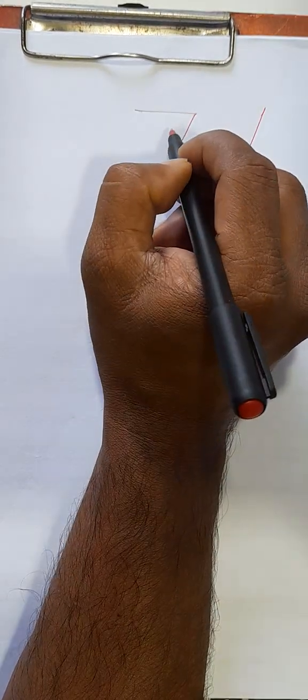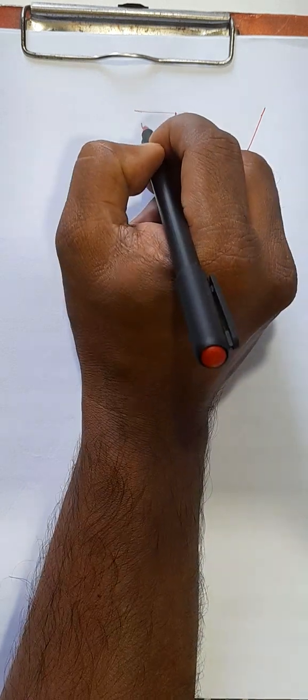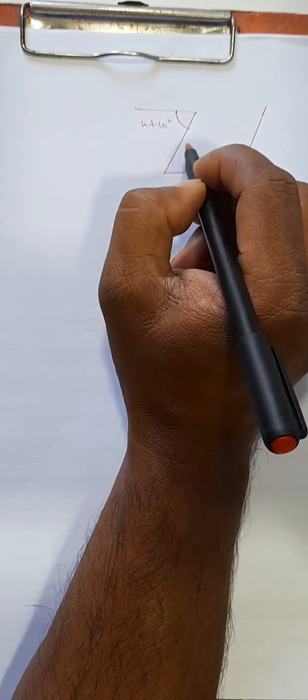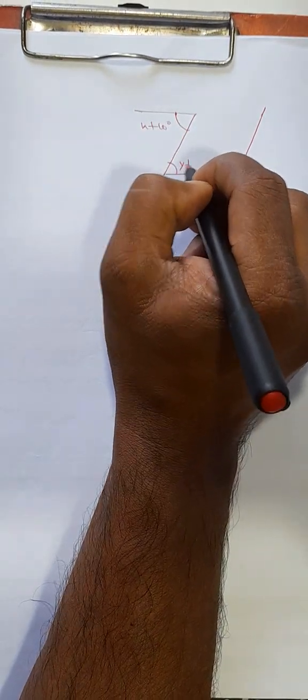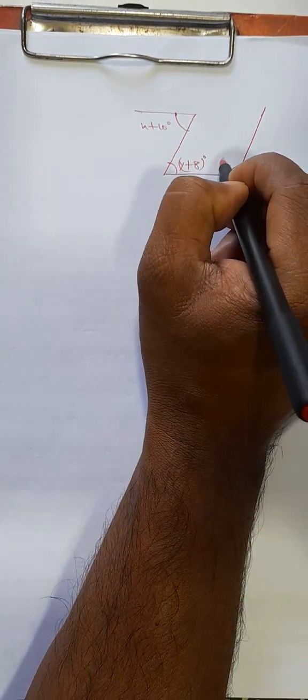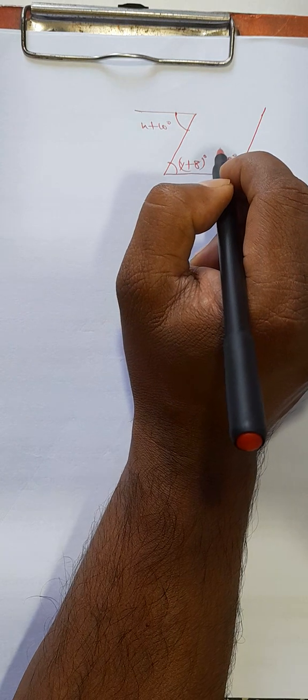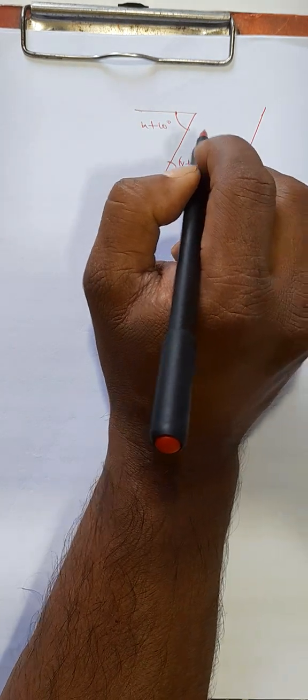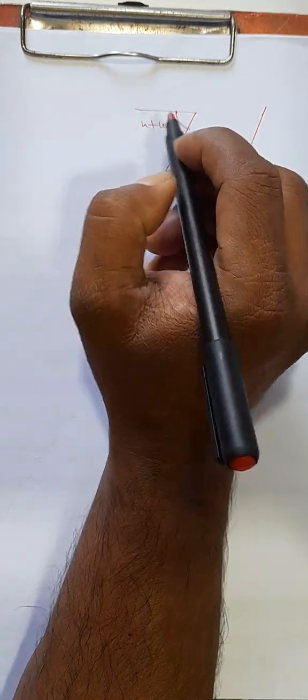Suppose you are given this figure. This is x plus 10 degree. This is y plus 8 degree. This is 95 degree. Right?